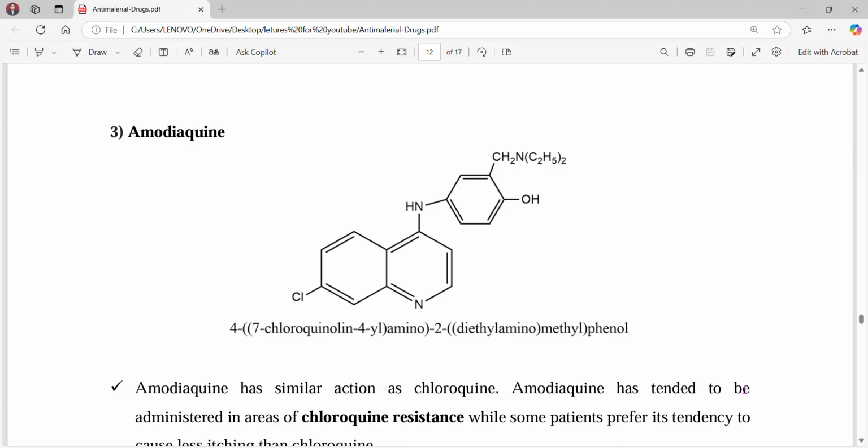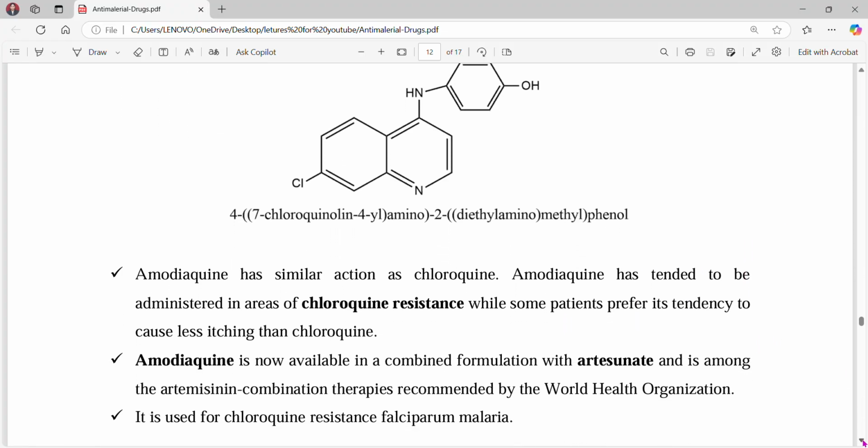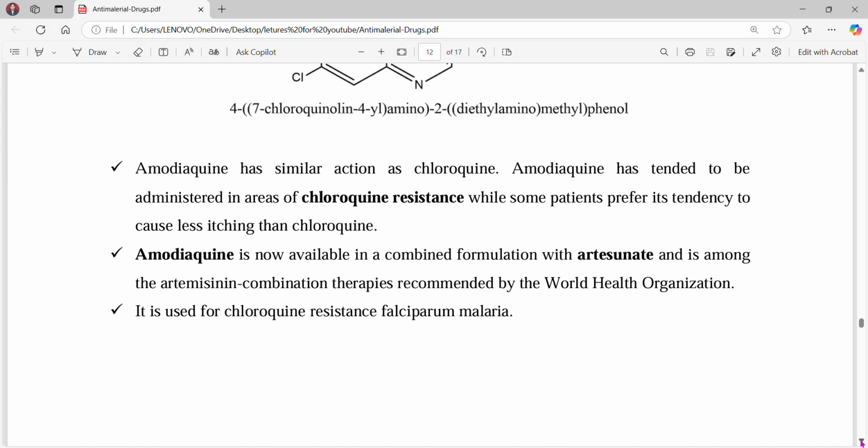This drug has similar action to chloroquine. Amodiaquine tends to be administered in areas of chloroquine resistance. When chloroquine resistance has developed, instead of chloroquine we can give the drug amodiaquine. Some patients prefer its tendency to cause less itching than chloroquine. Chloroquine has a side effect, that is itching.